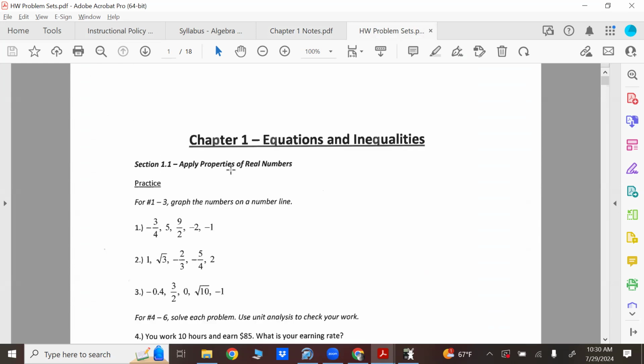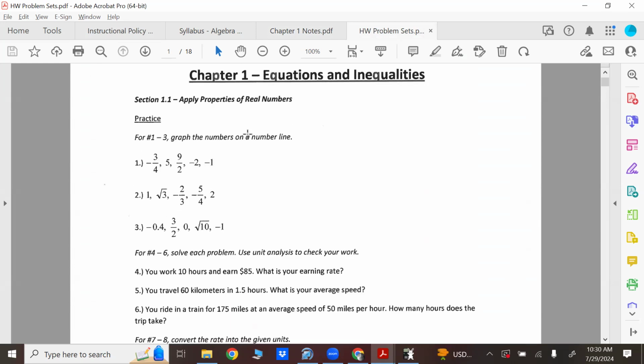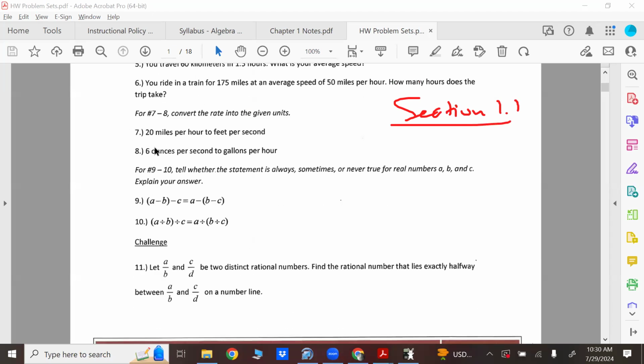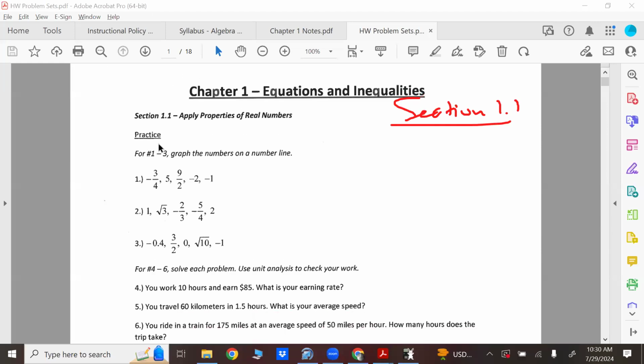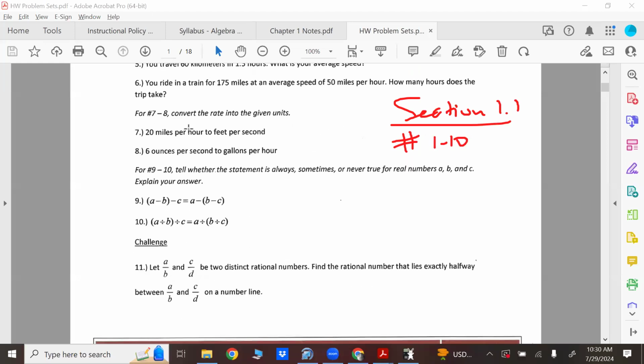On this homework packet, some of you have a color one, some don't, because the color toner went out when I was doing this last week. For section 1.1, I want you to do all problems except number 11. So number 1 to 10. We'll hold off on the challenge problems till later. Maybe after we go through more of these problems, we can do the challenge problems together as a review.